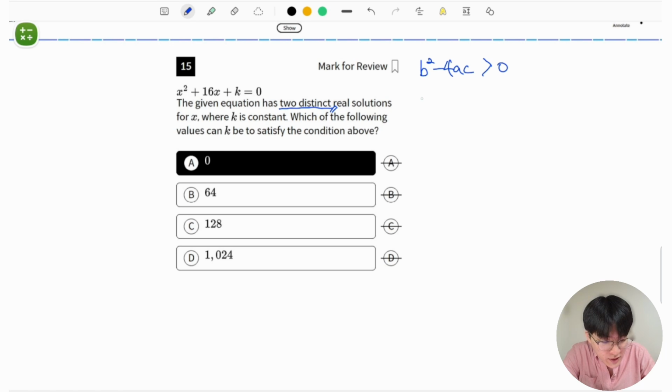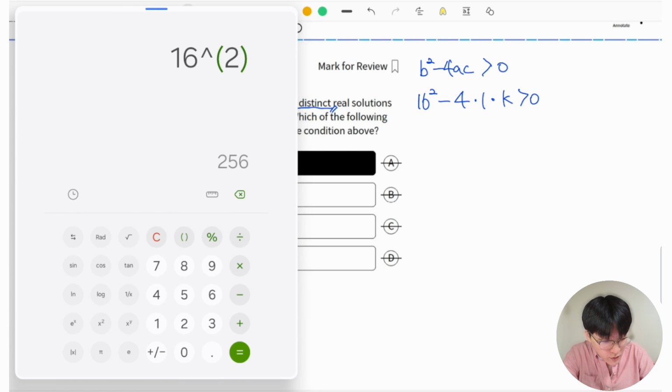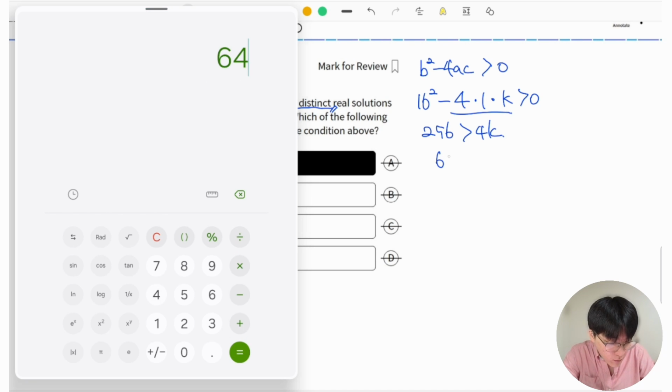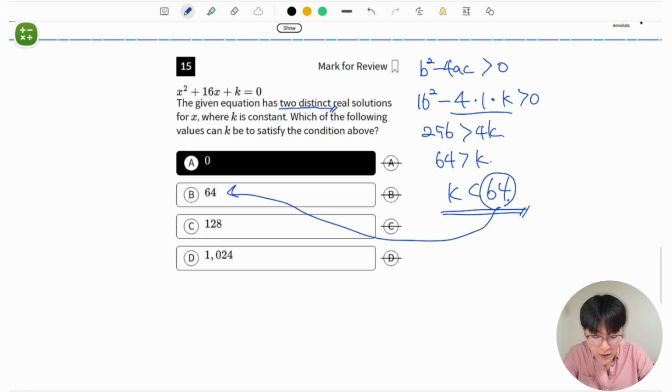If we plug the values in, 16 squared minus 4 times 1 times k is bigger than 0. And so 16 squared is equal to 256. Move this to the other side, 4k. Divide both sides by 4. And we get 64 bigger than k. And therefore, k has to be what? Smaller than 64. Oh, 64, is that the answer? No. Does not include 64. And anything above that is not included as well. Therefore, answer choice A is correct.